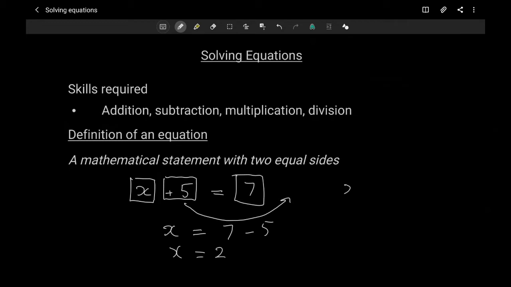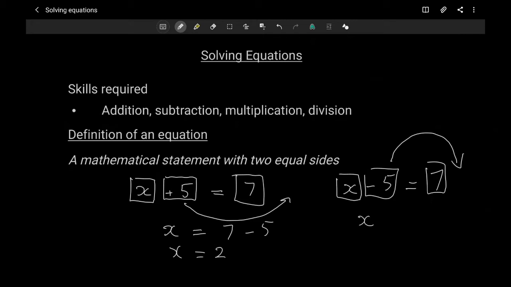Similarly, if we had x minus 5 equals 7, again, we give each element their own boxes. To have the x by itself on the left-hand side, we need to move the minus 5. And as you know, when you move each element, you do the opposite operation. So on the left-hand side, what remains is x. On the right-hand side, you have 7. And because you move the minus 5 over, the minus 5 becomes plus 5. So the answer is 7 plus 5, which is 12.